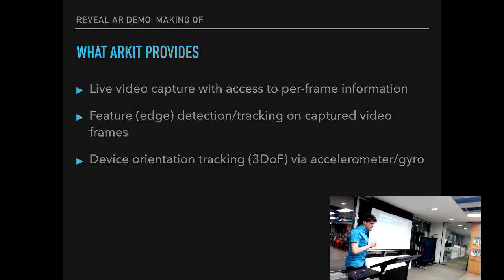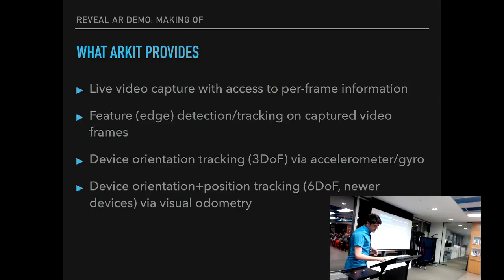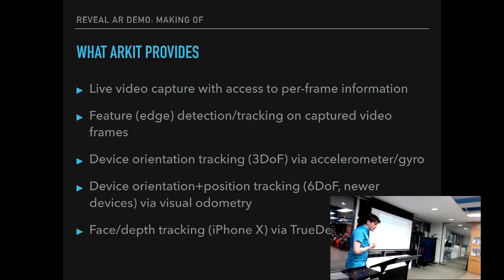It also gives you device orientation tracking, which is 3 degrees of freedom through accelerometer and gyro information. And if you have a newer device, it also gives you position tracking, or so-called world tracking, using visual odometry. That's basically, that uses the feature detection to track how much these particular features have moved around. It merges the data from all these different sensors, accelerometer, gyro, cameras, and detects how much you have actually moved the device around. On the iPhone 10 TrueDepth camera, it also allows you to do face and depth tracking.